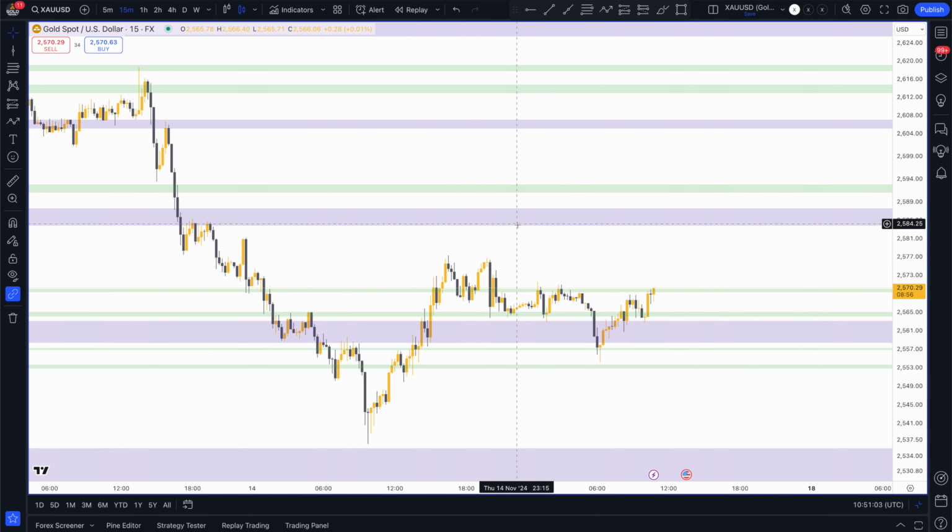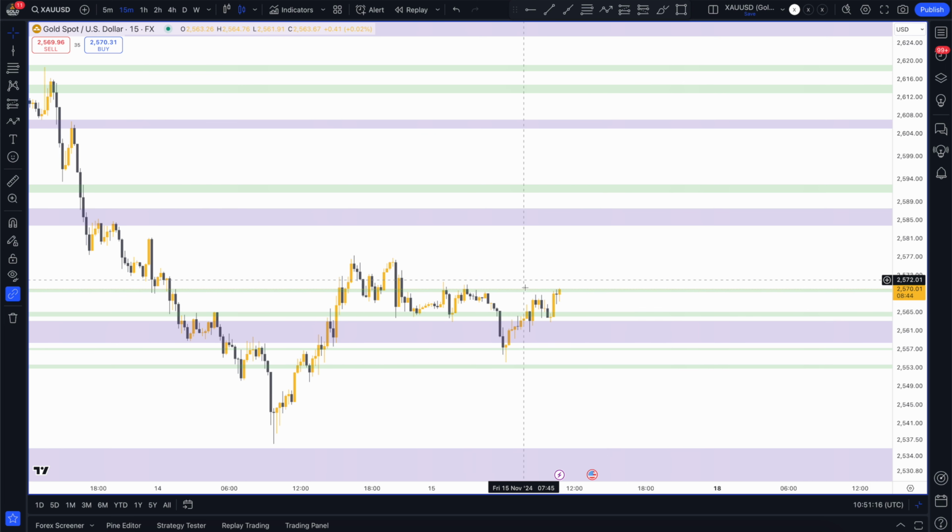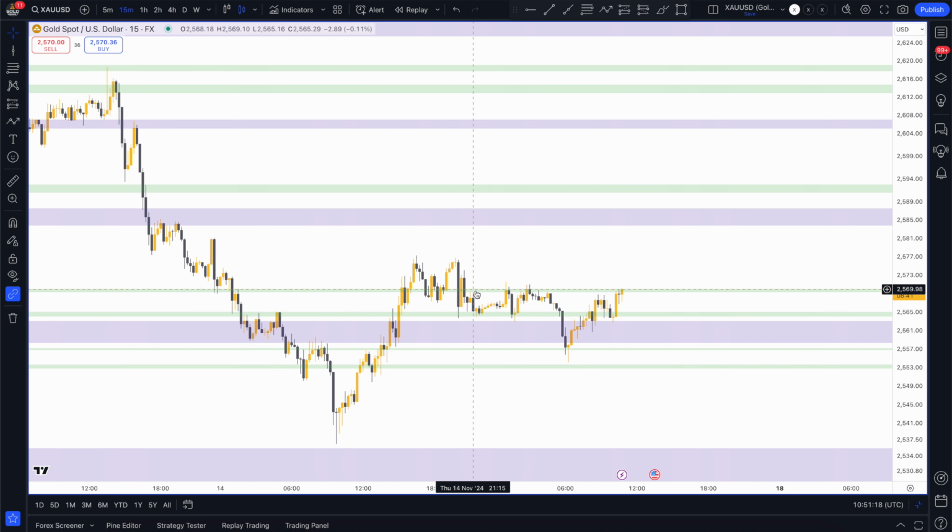And if we see that continuation, if we see that break, price will most likely go to our next higher time frame POI at 2585. If we see this level here at 2670 or 2675 tested as a resistance and price drop back down, we will most likely find this range to finish out the day between 2670 and the low support of around 2555.